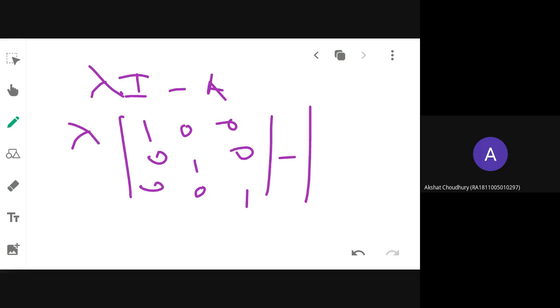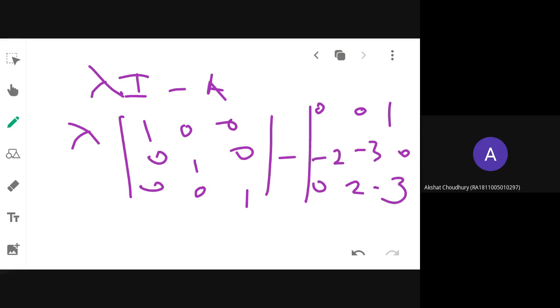Okay, so lambda I minus A. Lambda times the identity matrix: 1 0 0, 0 1 0, 0 0 1. What is A? Have you written it? 0 1 0, 0 0 1, minus 2, minus 3, and so on. Come on, find out the answer and tell me.